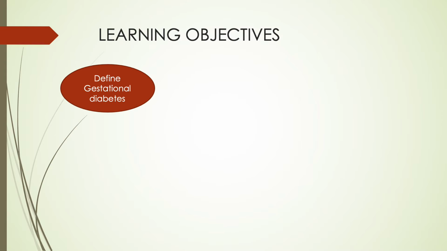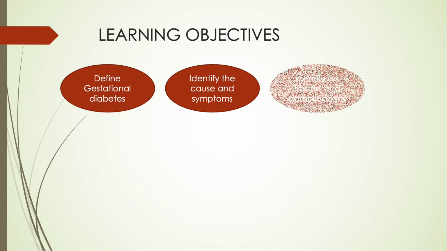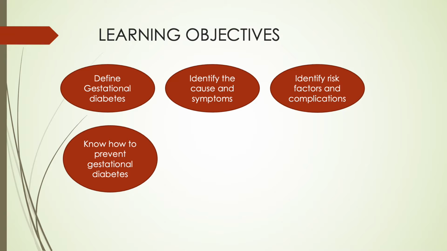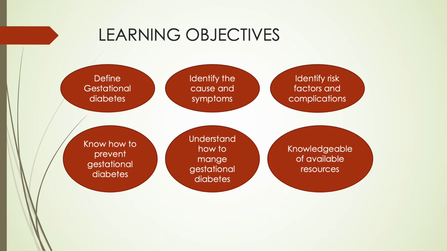So the learning objectives are: we should be able to define gestational diabetes, identify the cause and symptoms, the risk factors and complications, and how to prevent gestational diabetes, how to manage and get treated if you do have it, and the knowledge of available resources.